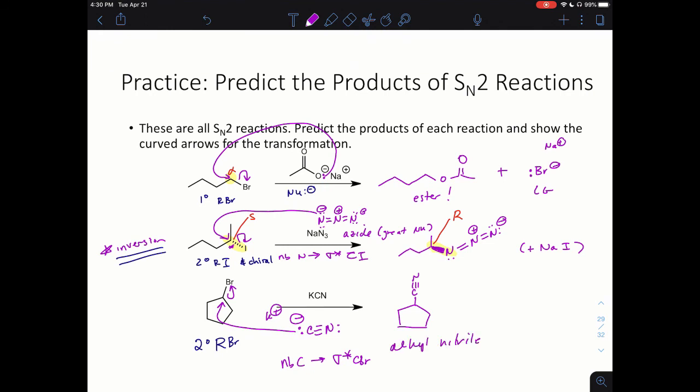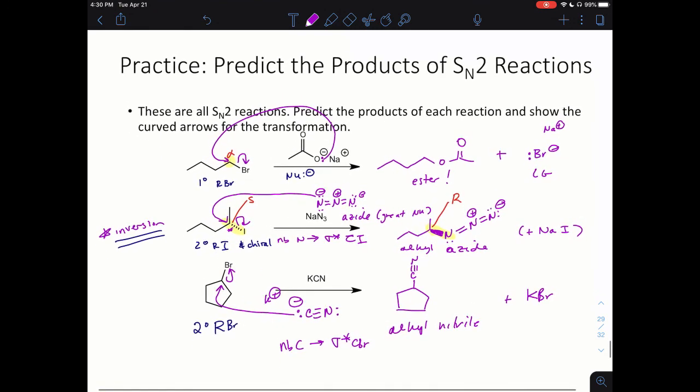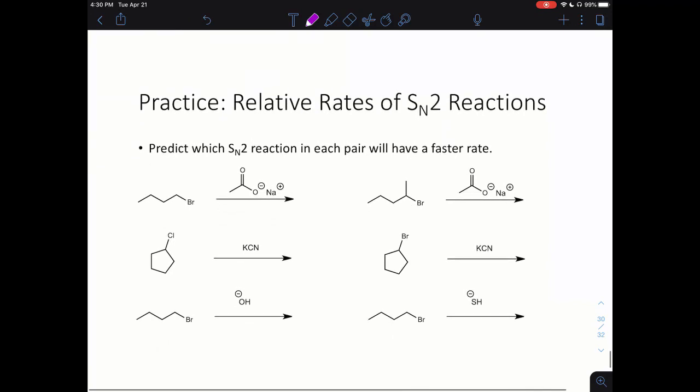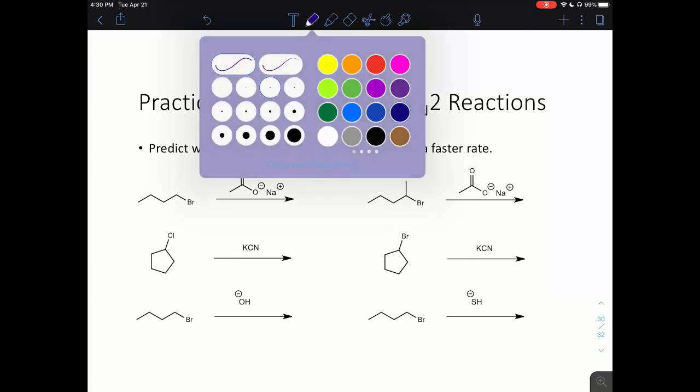So I had mentioned we have all these fun functional groups that we can form by substitution. And so you've seen some examples of these in this slide. All right, want to be able to predict the products of SN2 reactions. Next, we spent a ton of time talking about the relative rates of SN2 reactions. So we also want to be able to predict the relative rates of SN2. So I would like for you to try this before I go through it.